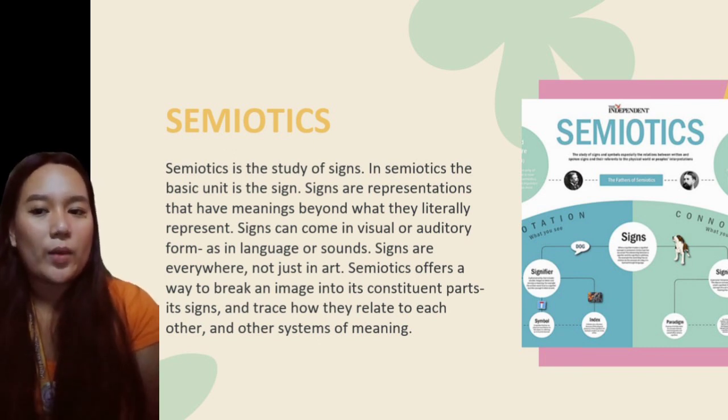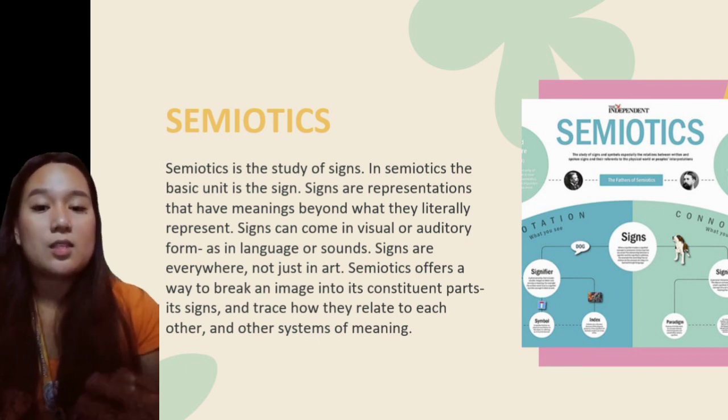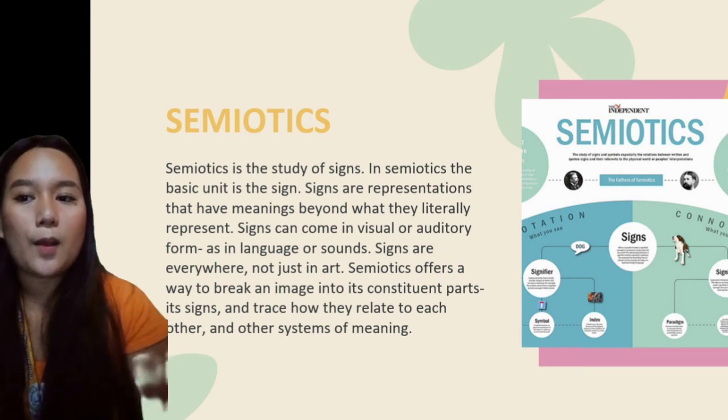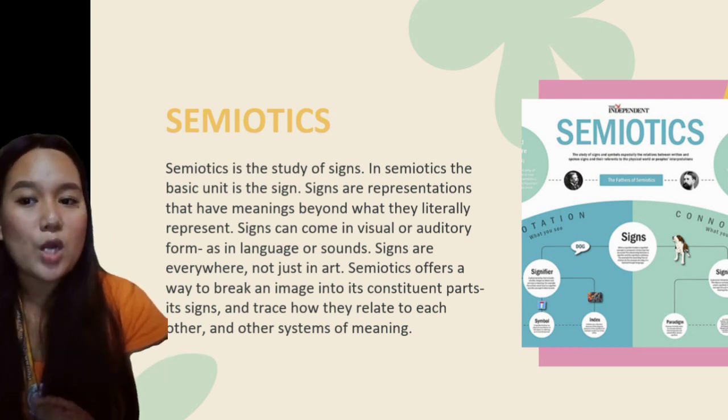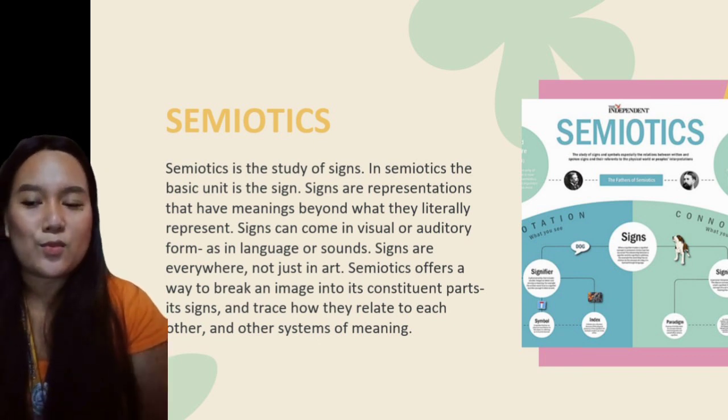Semiotics offers a way to break an image into its constituent parts, its signs, and trace how they relate to each other and to other systems of meanings. So semiotics, put simply, is the study of how an idea or object communicates meaning and what meaning it communicates.